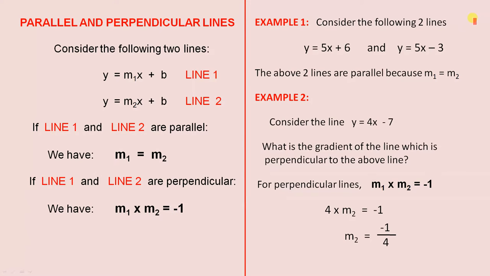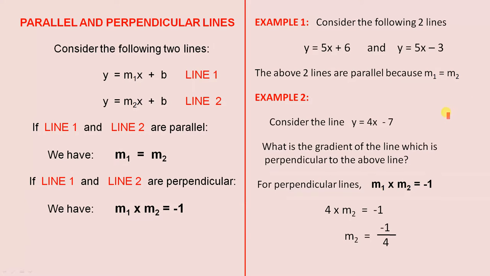Let's look at the example. Consider the following two lines. Y equals 5x plus 6 and y equals 5x minus 3. The above two lines are parallel because m1 equals m2. So it's that simple. The two gradients are equal to each other, so the lines are parallel.